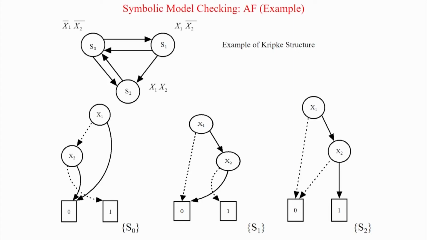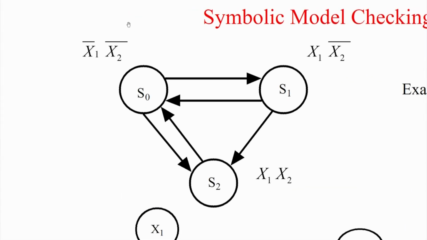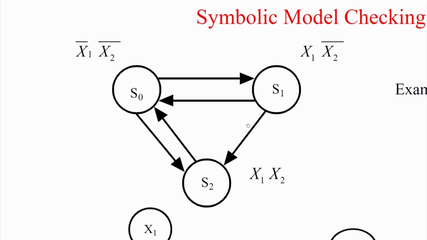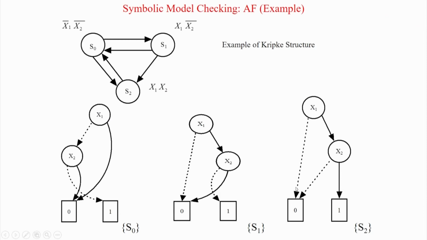This is an example of a Kripke structure. I am zooming it for you. You have to always keep this structure in mind, because throughout today's lecture we are going to use this example heavily. There are three states in this Kripke structure. In s0, x1 is false and x2 is false; in s1, x1 is true and x2 is false; and in s2, both x1 and x2 are true, correct. Now symbolically, as I have already discussed in detail, I am not going to revise that again, because we did it last class.